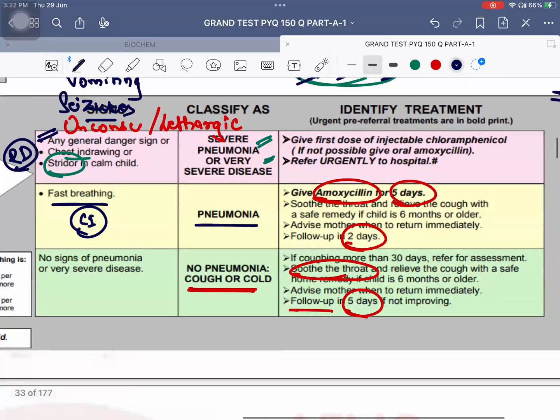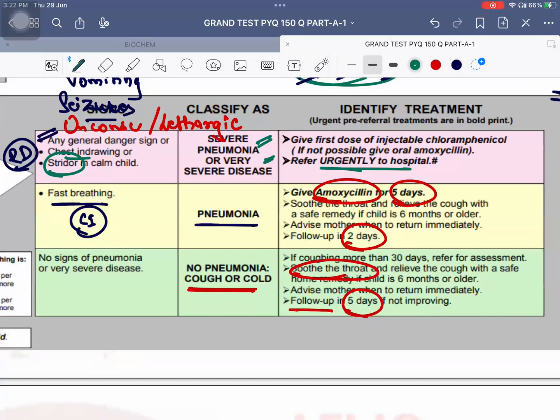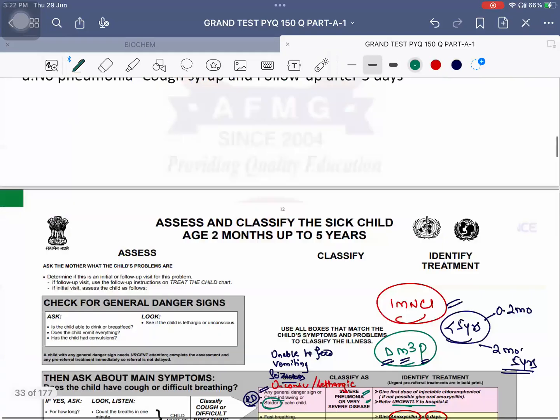We give other injectable antibiotics and we refer the child urgently to a higher center or to a hospital. Okay? Sure. Coming back to our question.